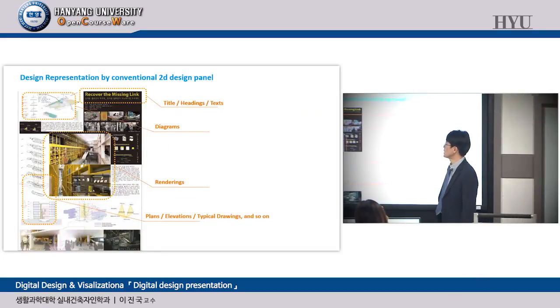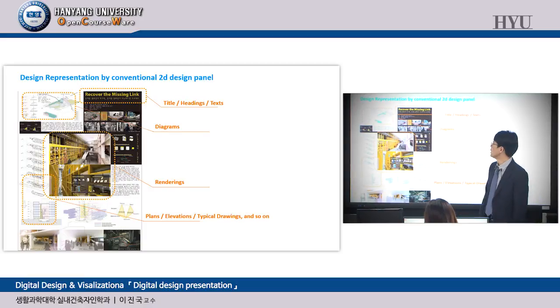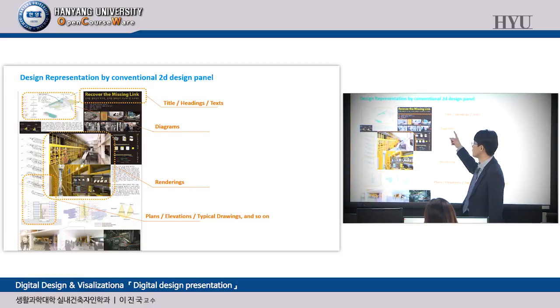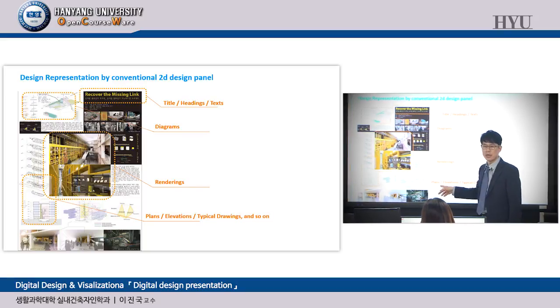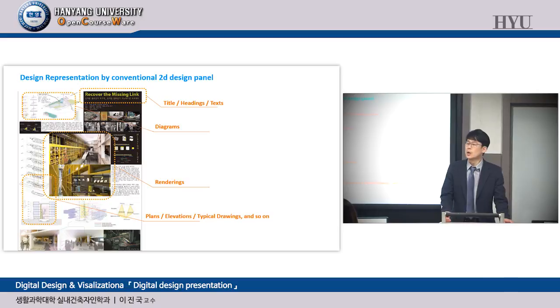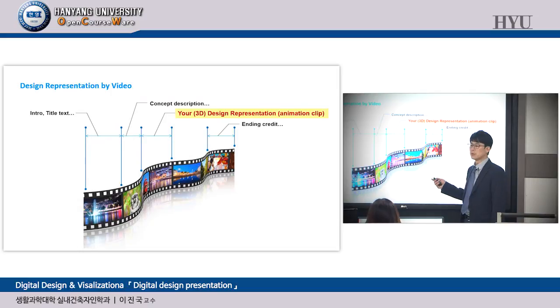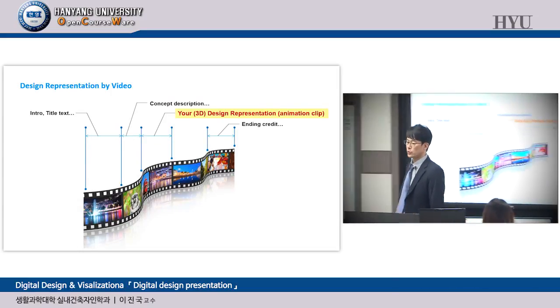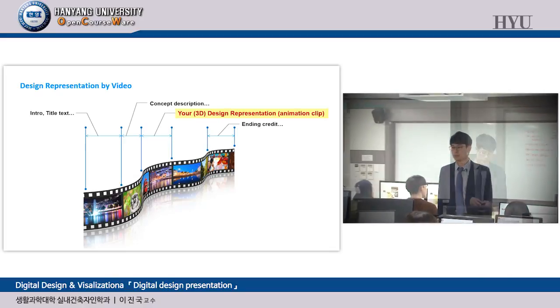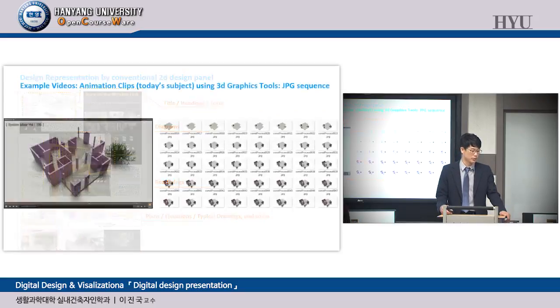Let's compare this to the still image-based representation, a very conventional 2D design panel. It also has title, heading, text, diagrams, concept representations, concept descriptions, rendering images, visualization, 3D, 2D, plans, elevations, very typical drawings, and so on. All of them are the content of your video-based presentation, okay? That's exactly the same as the one you need. We compared those two different approaches. They are eventually the same. That's the topic. That's the main thing that I want to tell you.